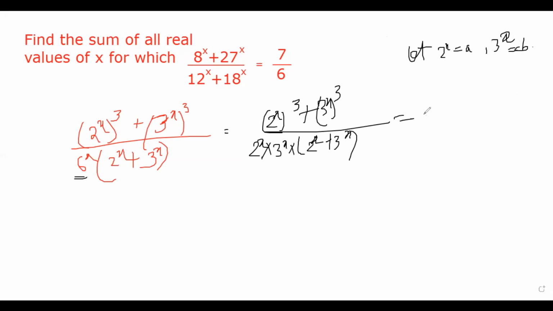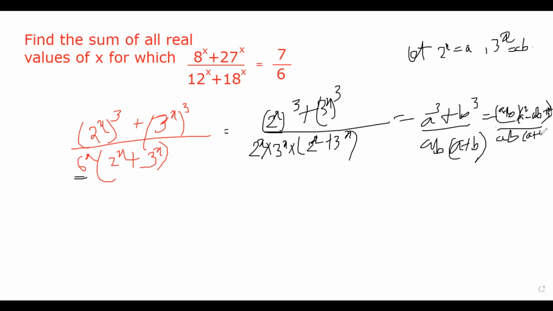So we can write this term as: 2 to the power x means a, so a cube plus b cube whole divided by ab, that is 2 to the power x into 3 to the power x, whole multiplied by a plus b. Now we know another formula for a cube plus b cube, that is (a plus b) multiplied by (a square minus ab plus b square), whole divided by ab multiplied by (a plus b). So this a plus b and a plus b get cancelled, and the remaining term is (a square minus ab plus b square) whole divided by ab.